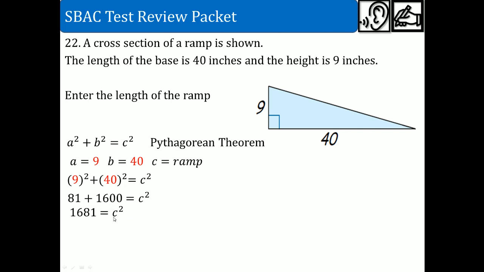C is not alone. You need to get c alone to solve for it. So use the square root on both sides because that is the inverse of the power 2. You can't do this by hand, and no one has memorized above 25, so plug this into a calculator. The square root of 1,681 is plus or minus 41. Remember, there are two answers to the square root, the positive answer and the negative answer. In this case, it is a physical object, so we only use the positive number. So we'd say here the ramp is 41 inches.